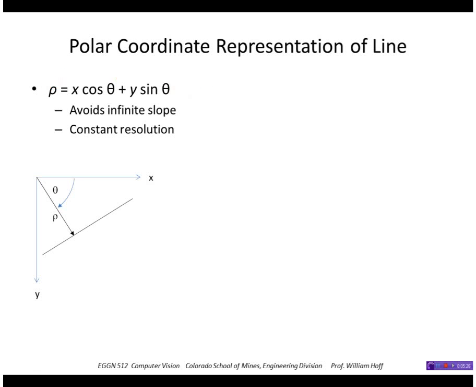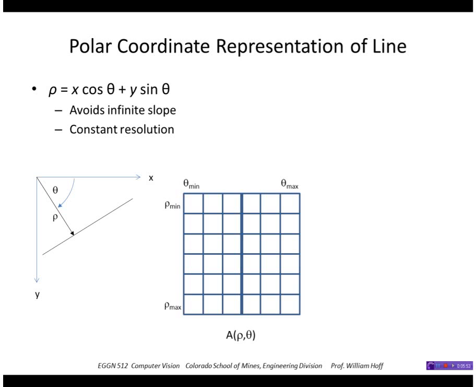Rho equals x cos theta plus y sine theta, where rho is the vector from the origin to the perpendicular of the line. It's the perpendicular, closest distance to the line, that perpendicular distance. And theta is the angle from the positive x-axis toward the y-axis. So that avoids the problem with infinite slope, and it also allows us to use constant resolution for rho and theta. So now our parameter space is a rho and theta space, like this.